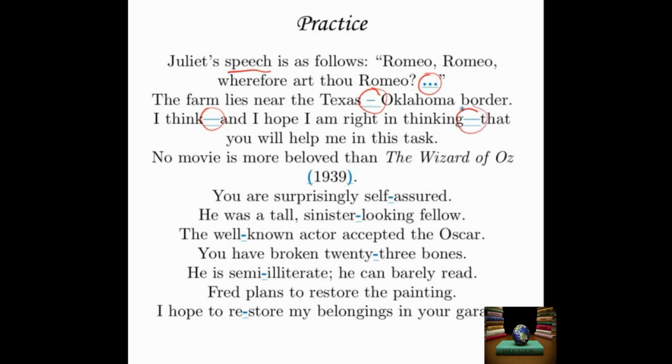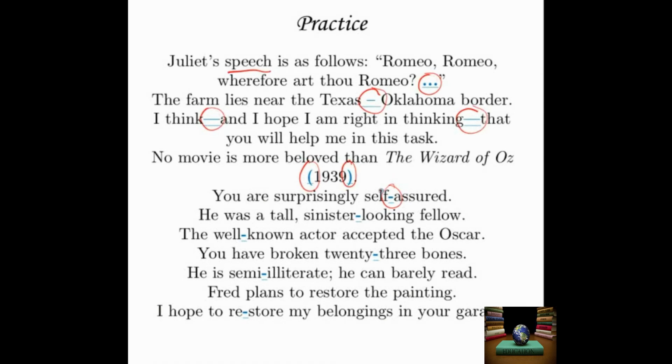Next sentence. No movie is more beloved than The Wizard of Oz (1939). Well, that 1939 is extra information at the end of the sentence, so we stick the year in parentheses, just in case anybody doesn't know what year The Wizard of Oz came out. Next sentence. You are surprisingly self-assured. Well, remember, you use a hyphen after self in pretty much any word that's not selfless or selfish, so of course, self-assured gets hyphenated.